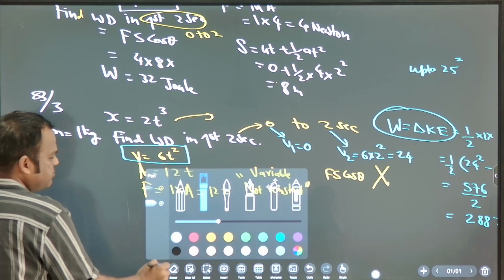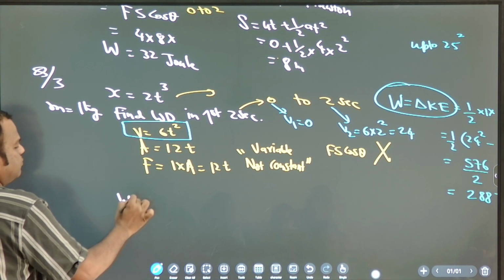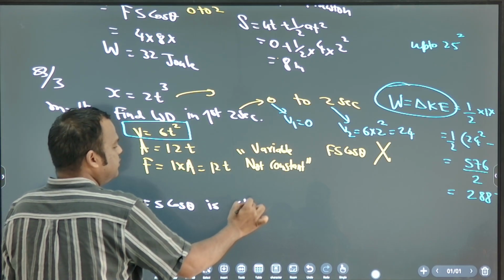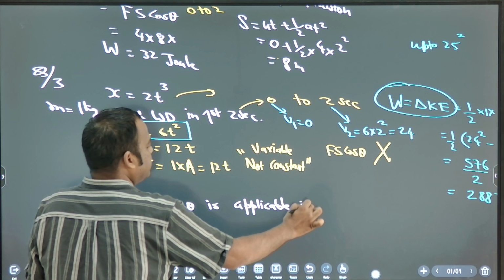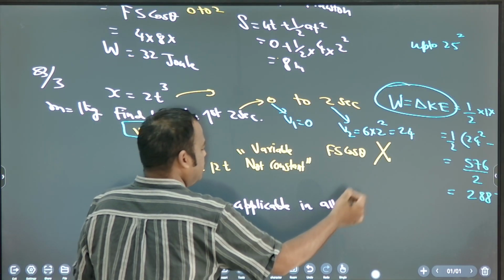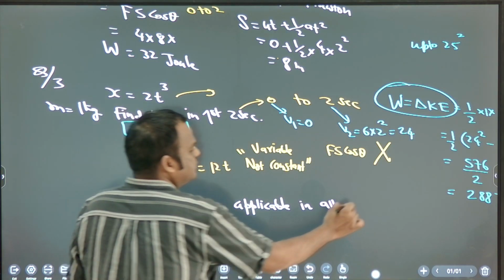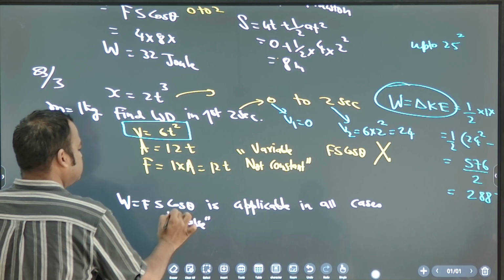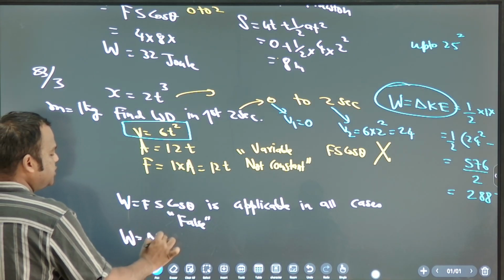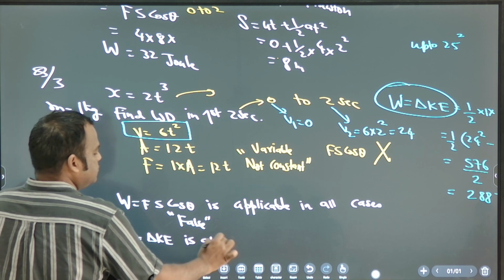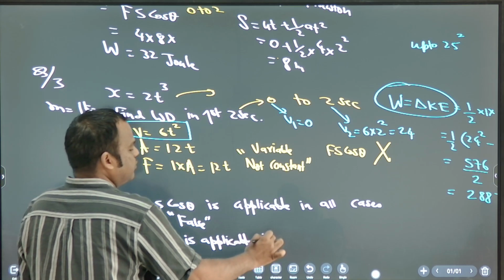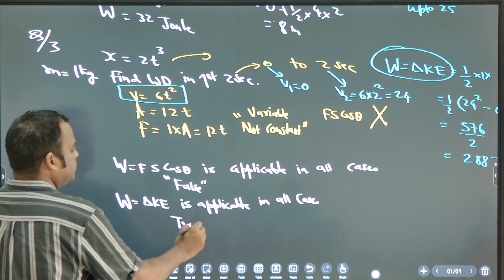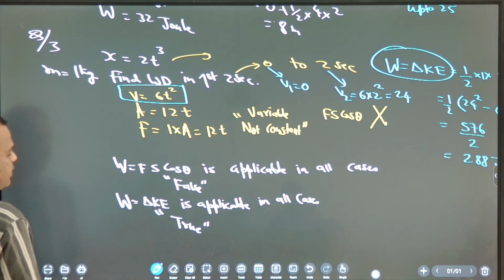Now two statements I am saying, you say true or false. Work done is equal to Fs cos theta is applicable in all cases. True or false? So false. Work done is equal to change in kinetic energy is applicable in all cases. So this is true or false? True. This is true. Okay. Fine. Good.